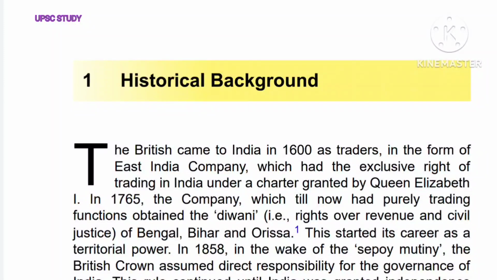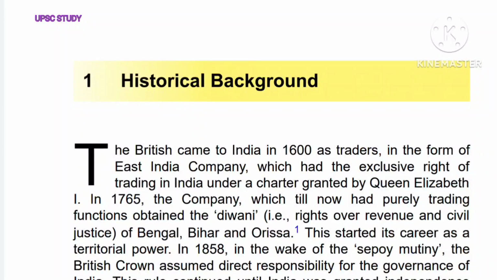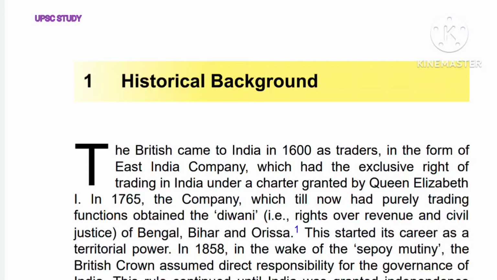Historical Background. The British came to India in 1600 as traders in the form of the East India Company, which had the exclusive rights of trading in India under a charter granted by Queen Elizabeth I. In 1765, the company, which till now had purely trading functions, obtained the Diwani, that is, rights over revenue and civil justice, of Bengal, Bihar, and Orissa. This started its career as a territorial power.